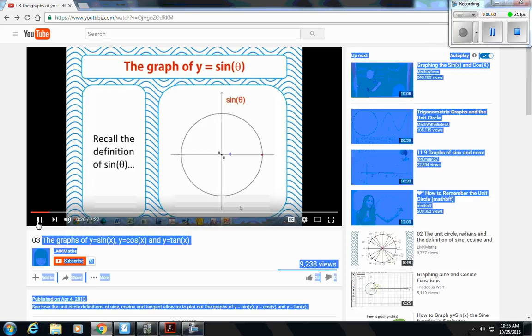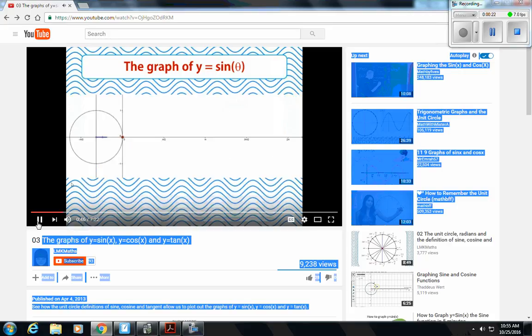And to do that, we need to recall our definition of sine theta. Remembering that sine is all to do with the y-coordinate of the point on the unit circle, we see how sine changes as theta changes. Using this definition, we're now going to look at creating the sine curve. As the angle gets larger, sine gets larger, then smaller again, back down to 0, down negative to -1, and back up to 0.